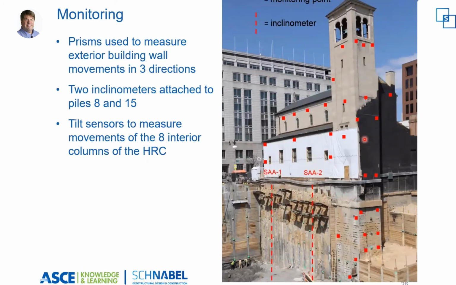The other thing that was important on this project, because it was so critical, was to make sure that we had sufficient monitoring. So we had the typical auto station with a lot of prisms all over, particularly at the bell tower and all over the structure. We also installed some inclinometers in our piles, and we installed some tilt sensors to measure interior column movement.